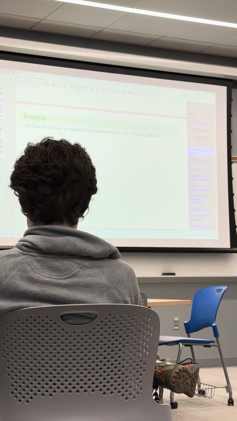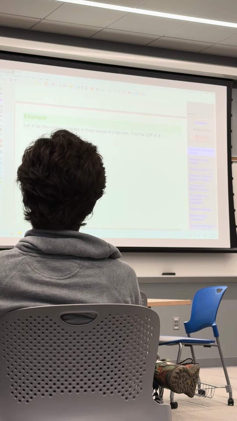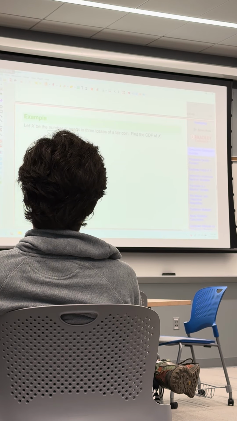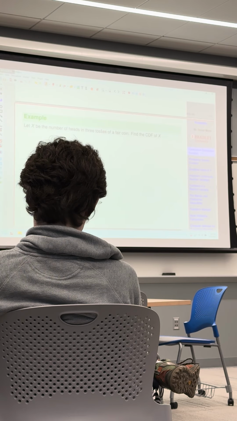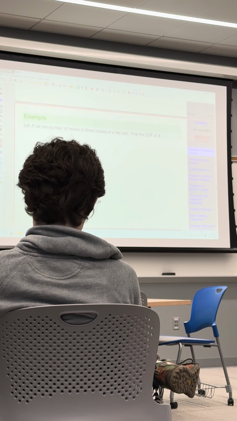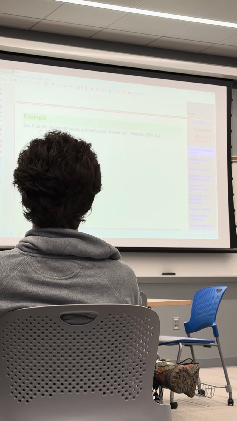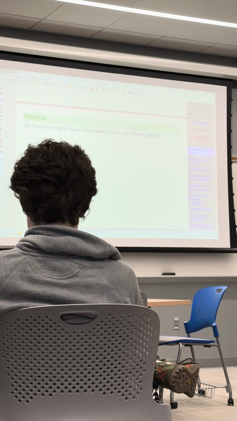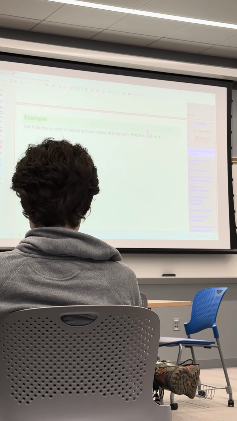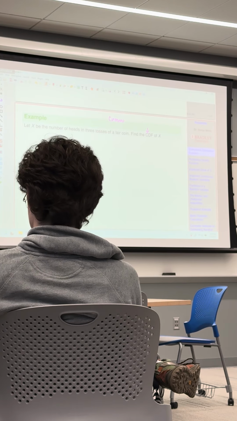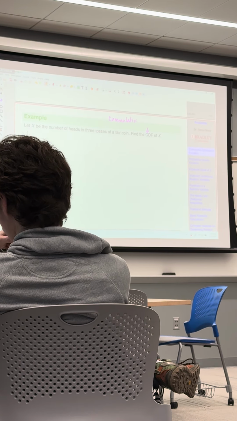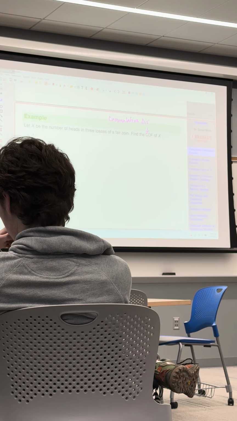So let X be the number of heads in 3 tosses of a fair coin. Find the CDF, cumulative distribution function.